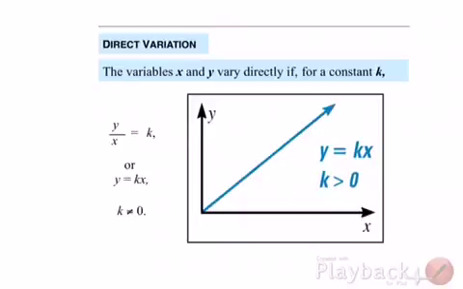Direct variation is also as one variable increases, so too does the other. So both variables are increasing together, or directly proportionally.